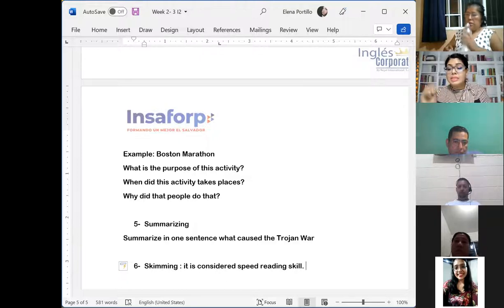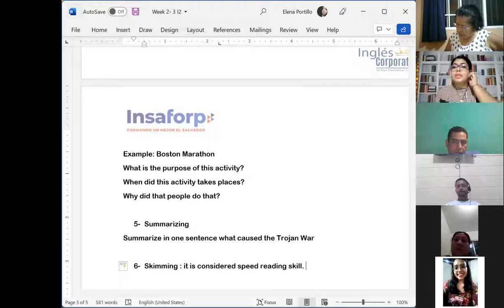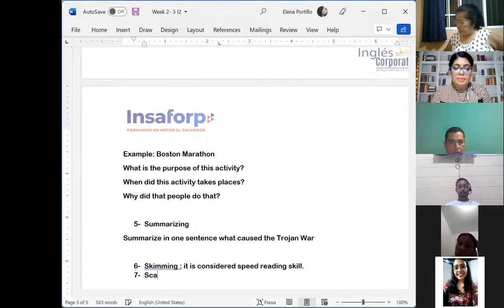So in this case, skimming is something that will help us to find the best stories in the newspaper. Because we know that there are a lot of things in a newspaper or in a magazine. So we can find the points that are best for us. Then we have the scanning. That is the second one, scanning.